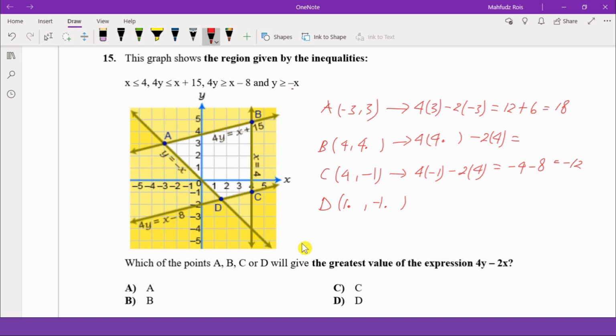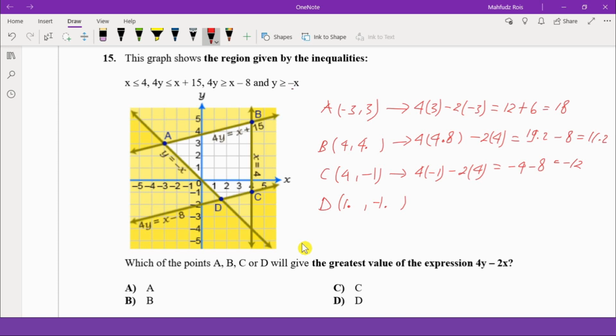So suppose this one is 4.8, let's say. So it will be 4 times 4.8, 4 times 8 is 32, so it's 19.2, minus 8, so it will be 11.2. And how about this one?